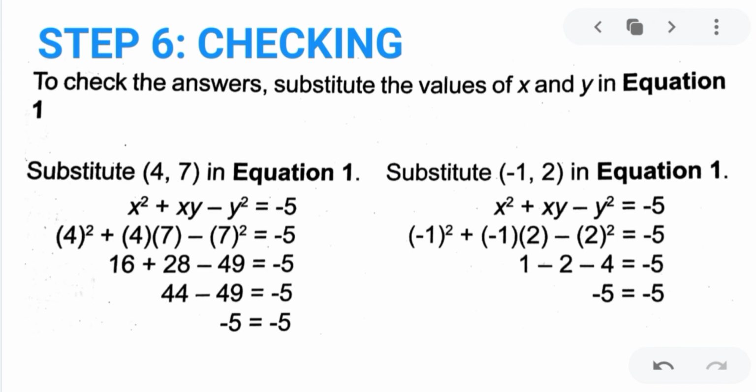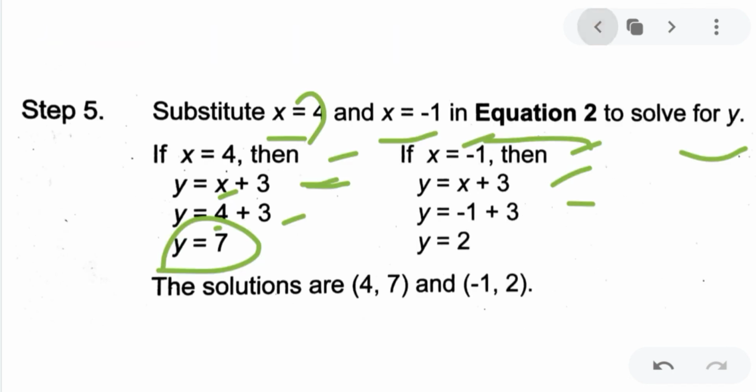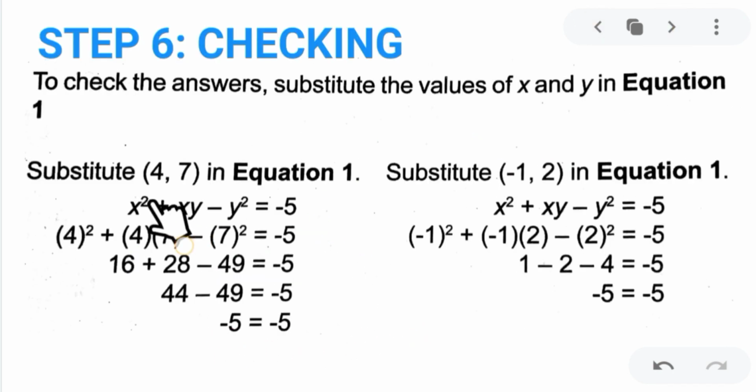So, the next thing that we need to do is to check the answers by substituting the values of x and y in at least equation 1. So, what we need to do is substitute 4 and 7 in equation 1, which is x squared plus xy minus y squared equals negative 5. Then, the value of x is 4, so you will have here 4 squared plus 4 times the value of y, which is 7, minus y squared, that will be 7 squared, equals negative 5.